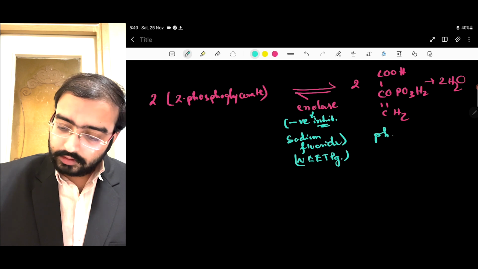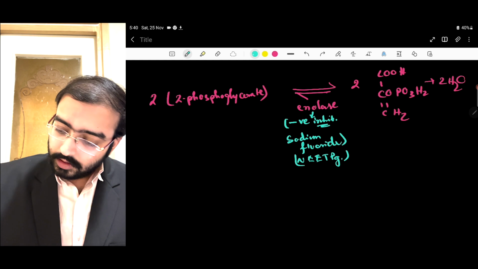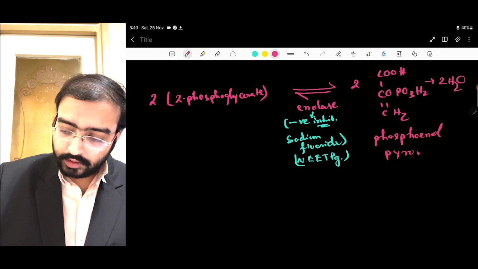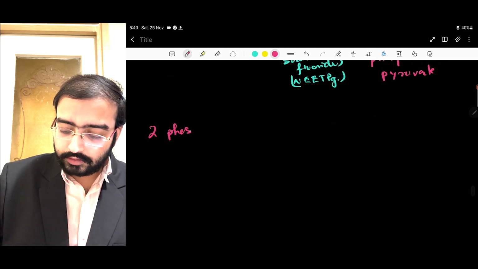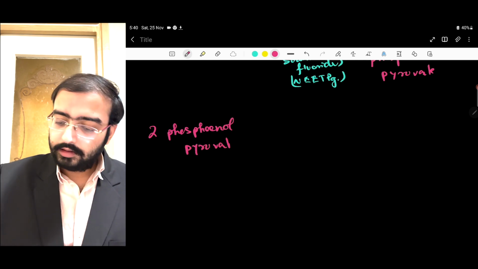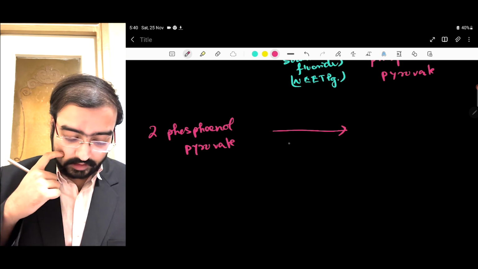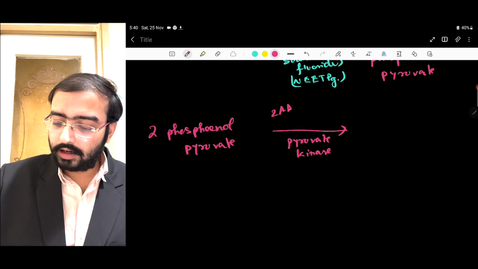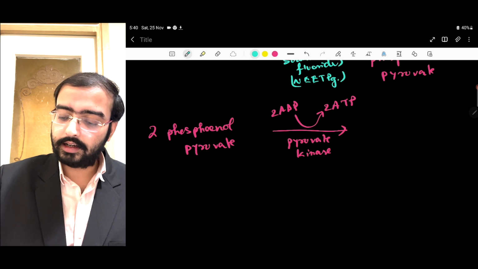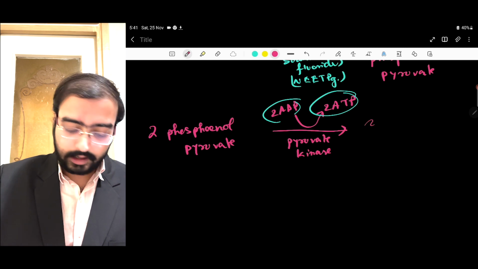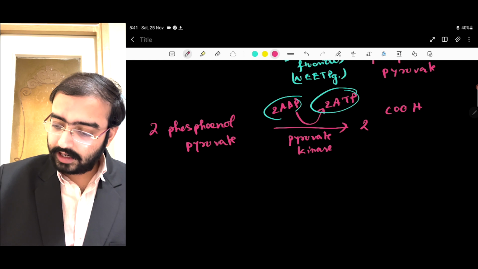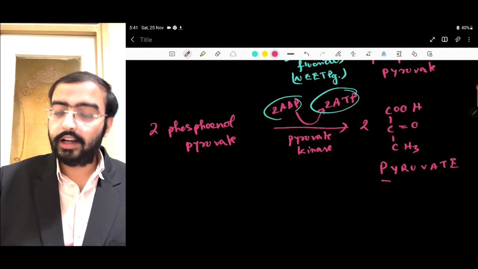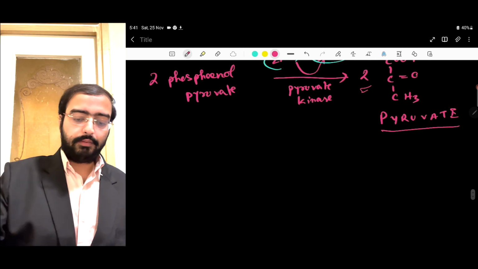So what we had was two molecules of phosphoenol pyruvate. Now this is not a reversible reaction, it is a single direction reaction. It is converted by the pyruvate kinase enzyme. Again, 2 ADP is converted into 2 ATP. So again, this is substrate level phosphorylation. And we get ultimately the final product, pyruvic acid or pyruvate, two molecules. So you see, from one molecule of glucose, we get two molecules of pyruvate.